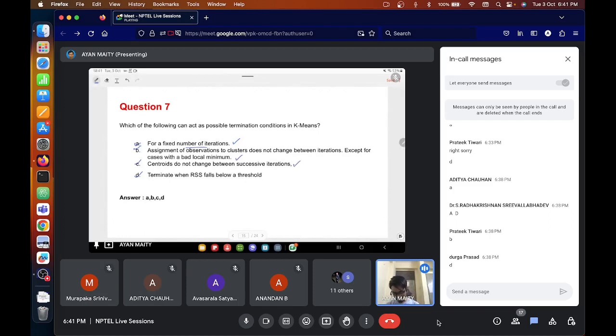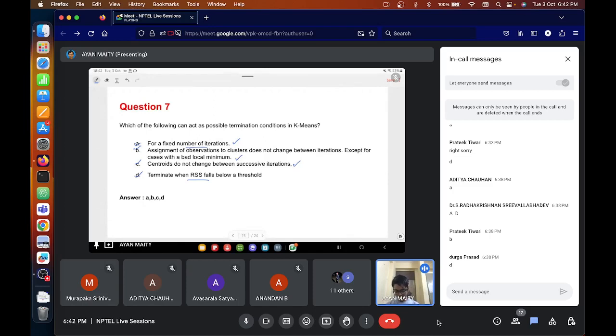And the fourth one is terminate when RSS falls below a threshold. Generally we do not use any loss value while implementing the k-means algorithm, but while running k-means iteratively, we actually reduce this residual sum of squares, which is simply the sum of the distances from the centroid to all the points assigned to it. So we actually reduce that while doing the k-means algorithm.